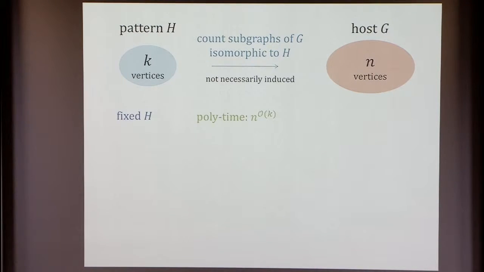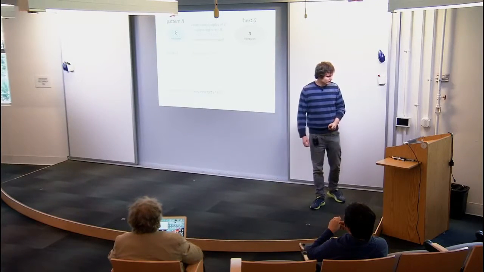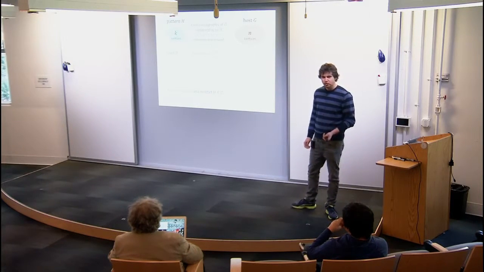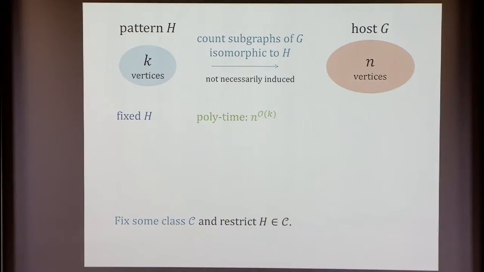And you can see that for each fixed graph, this problem is in polynomial time. So the question I mentioned at the very beginning of the talk is actually solved. I should have told you earlier that this will be a very short talk, which is, of course, not true. Because the actual problem that we study is that we fix some class C, and we restrict our pattern to be chosen from that class.